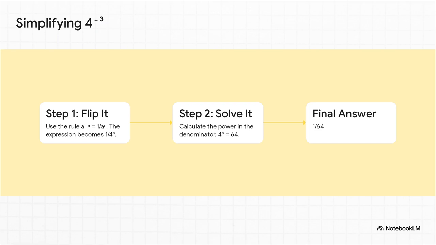All right, let's see this thing in action. Say we want to simplify 4 to the negative third power. First thing we do is use that rule. That negative exponent sends the 4 to the third down into the denominator, and the exponent turns positive. So now we've just got 1 over 4 cubed. From there, it's easy, right? 4 times 4 times 4 is 64. So our final answer is 1 over 64.